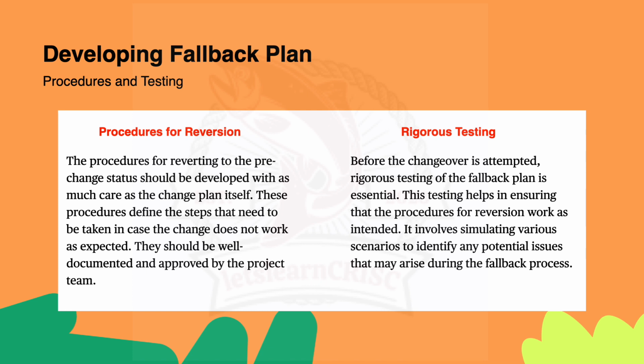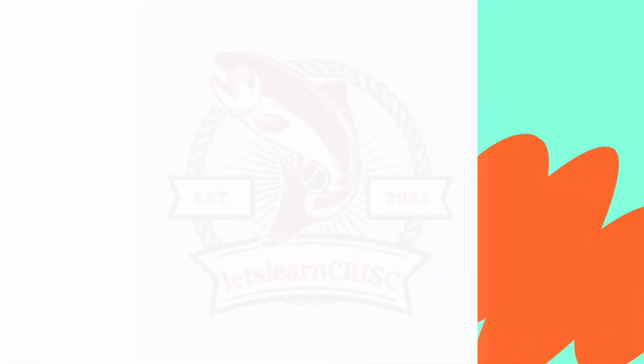So rigorous testing ensures that the fallback plan is reliable, helping to catch and fix any issues before they become real problems during the actual change, right? Just think of it as a practice run before a big event. So testing a fallback plan ensures that it works well and any potential issues are addressed in advance, right? Now moving next, we'll discuss fallback implementation.